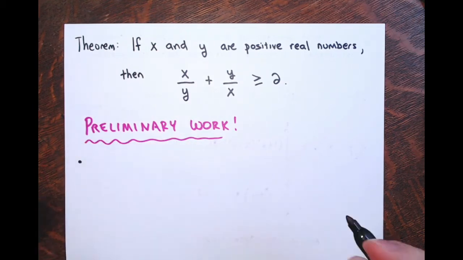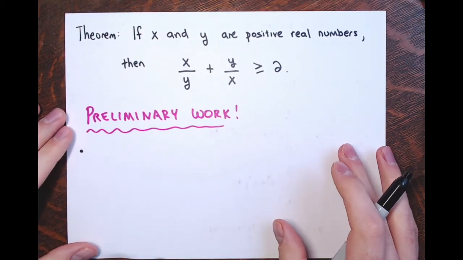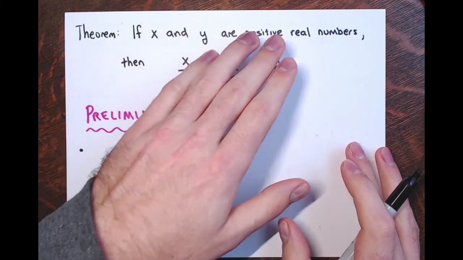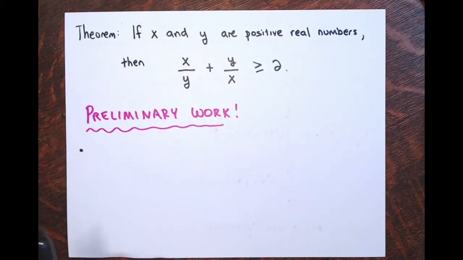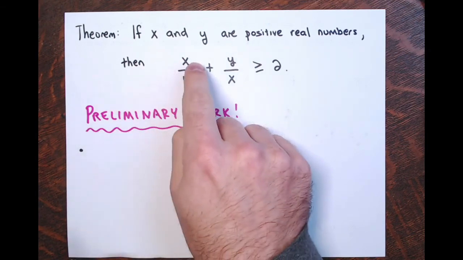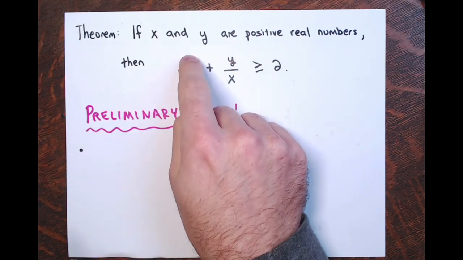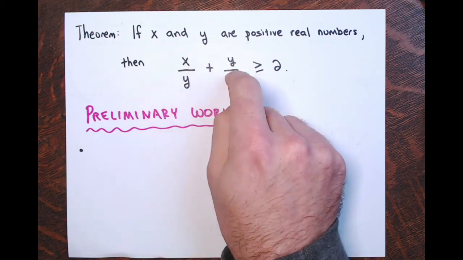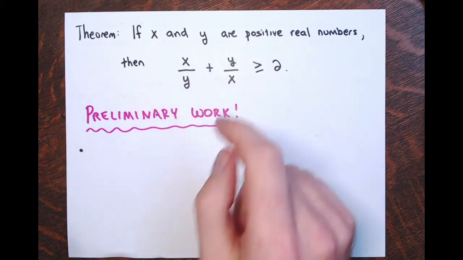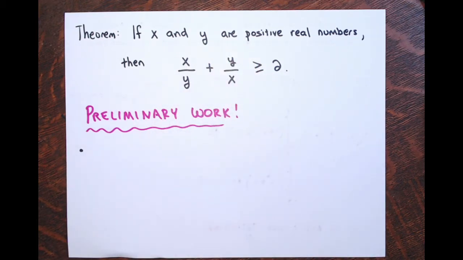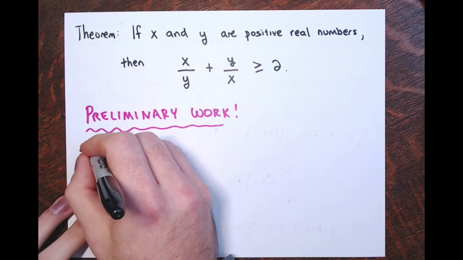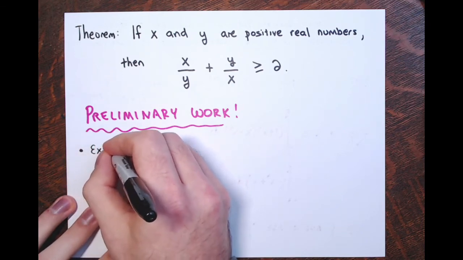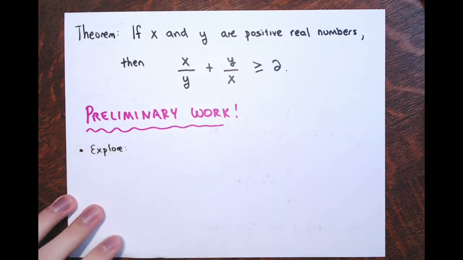So one thing that's very often done is, hey, now this is a universal statement about all positive real numbers. This is for any pair of positive real numbers, the sum of their reciprocal pairs here, x divided by y plus y divided by x, will be greater than or equal to 2. Very often, when you have universal statements, you do some exploring.